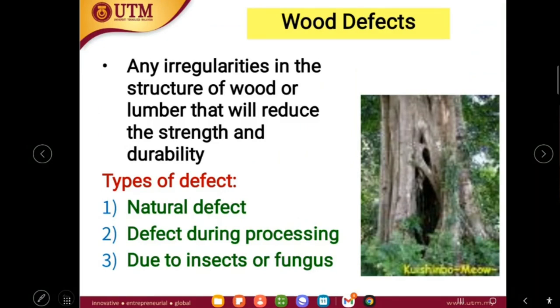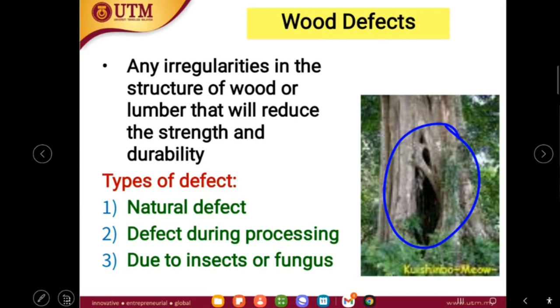Okay, and then wood defects. So wood defects can be formed by many factors. Sometimes it will form natural defects like this. When the tree grows, because of some things that happen, it cannot grow regularly. Okay, and it will leave some defects. So that is what we call natural defects.